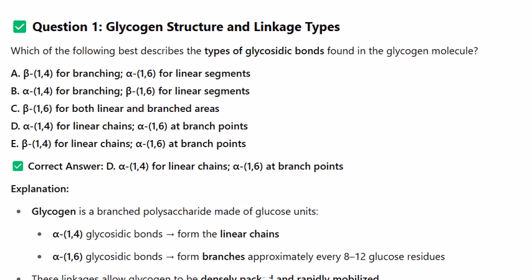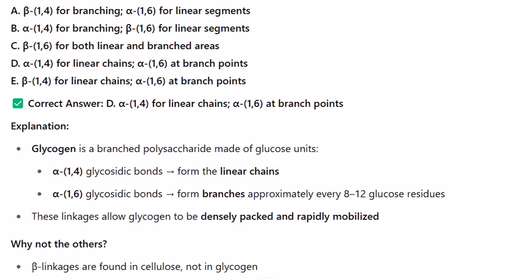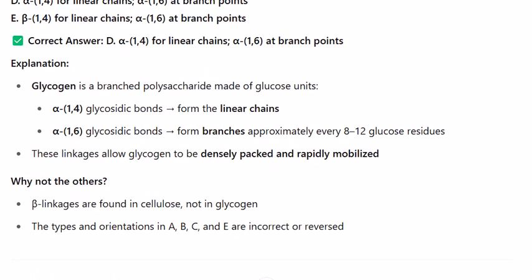Correct answer, D. α-1,4 for linear chains, α-1,6 at branch points. Explanation: glycogen is a branched polysaccharide made of glucose units. α-1,4 glycosidic bonds form the linear chains. α-1,6 glycosidic bonds form branches approximately every 8 to 12 glucose residues.